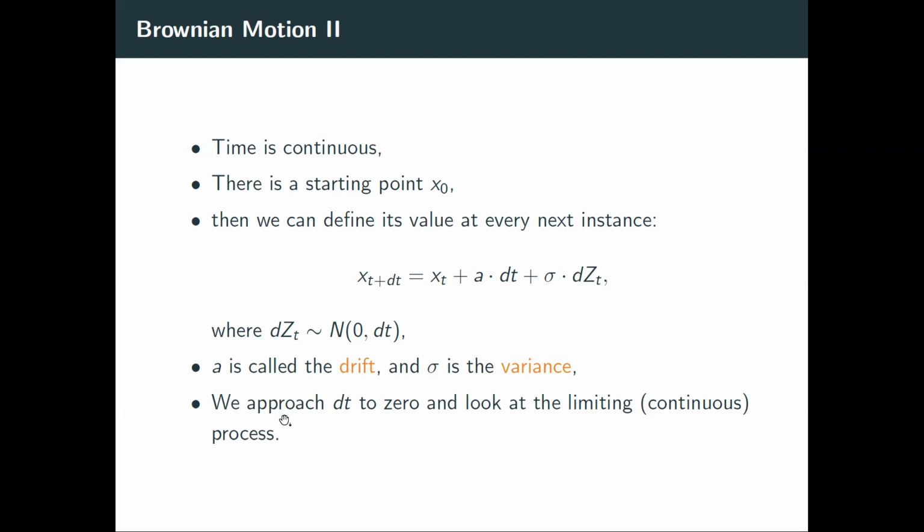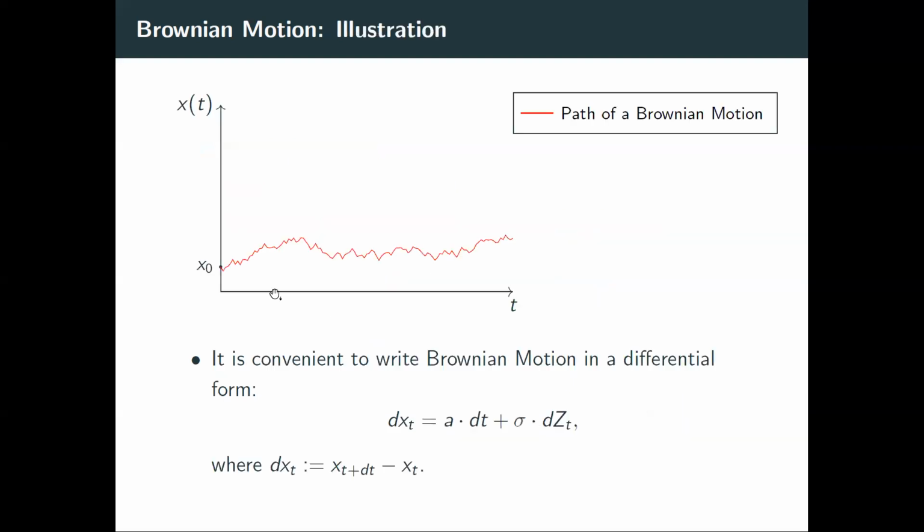And again, in continuous time, what is a Brownian motion? We approach this dt to 0 and look at how this continuous process behaves. So for instance, it's just how this was generated earlier. Something like that. It's a particular example of a Brownian motion. It just takes some step and then goes unpredictably. I don't know what trend it is, probably something like here.